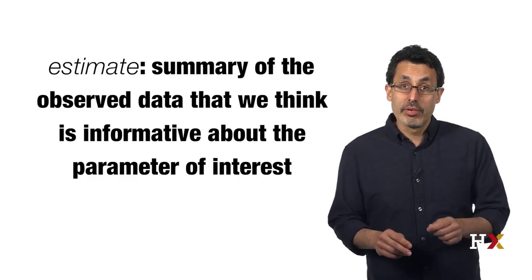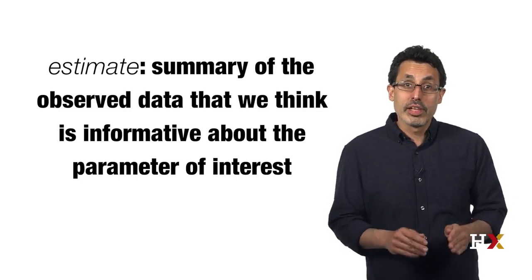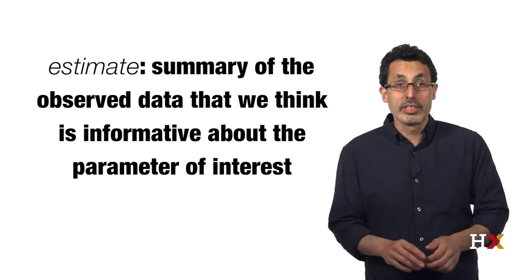Okay, what we want to do is construct an estimate of P using only the information we observe. An estimate can be thought of as a summary of the observed data that we think is informative about the parameter of interest. It seems intuitive to think that the proportion of blue beads in the sample, which in this case is 0.48, must be at least related to the actual proportion P. But do we simply predict P to be 0.48?